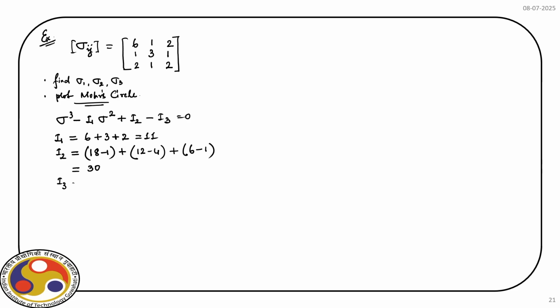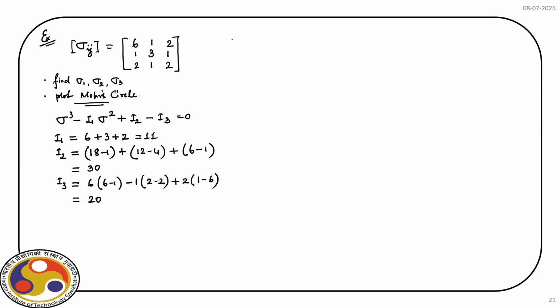And then I3, which is the determinant of this matrix, that we can figure out. The first element is 6 and then that multiplied by 3 into 2. So, 6 minus 1, then minus 1 times we will have 2 minus 2, then plus 2 times we have 1 minus 6. And again, if you simplify this, I3 is 20.